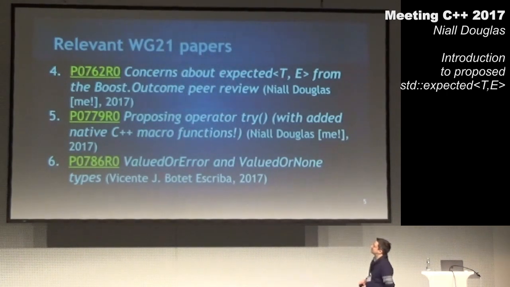And then finally, this is a really, really new paper. This is Vicente's bridging proposal to bridge outcome and expected into one and the same. The reason why is because outcome is going to become the Boost peer review chosen way of doing this, and is not going to be the WG21 way of doing this. So there is going to be a problem when you have code that's using the Boost outcome, which is not quite the same as expected.